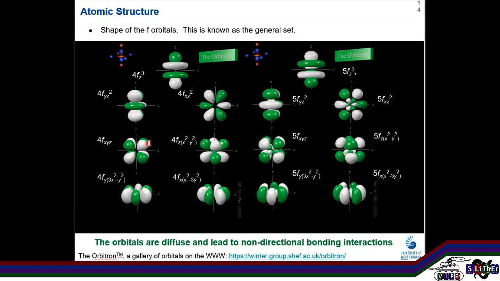But what you can get out of this is you can show students that these orbitals are so diffuse in their orientation that the result of bonding means that we have essentially non-directional bonding with the lanthanide ions. We'll update that a little bit when we look at the radial distribution plots. But they are essentially blobs of electron density. They're very non-directional when they're combined and sitting on top of one another. And this is from the Orbitron, which hopefully everyone knows about.